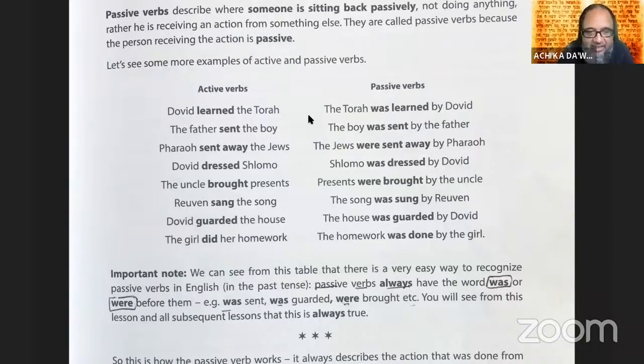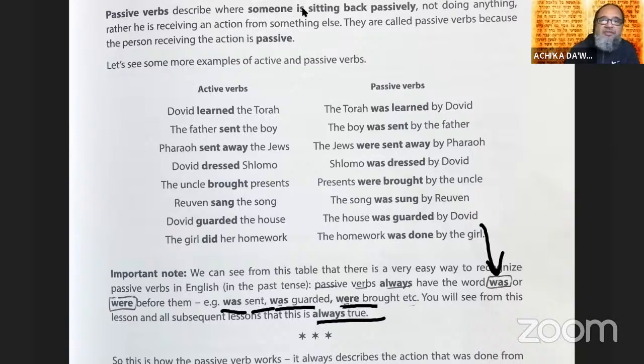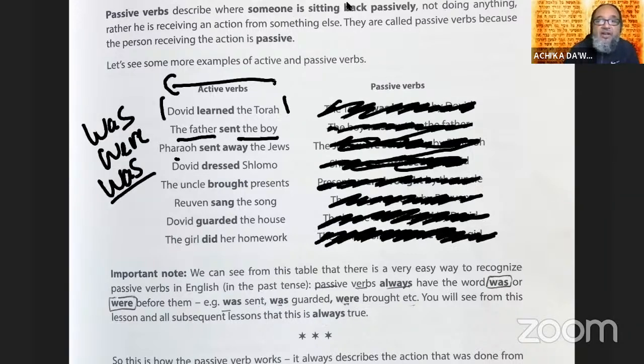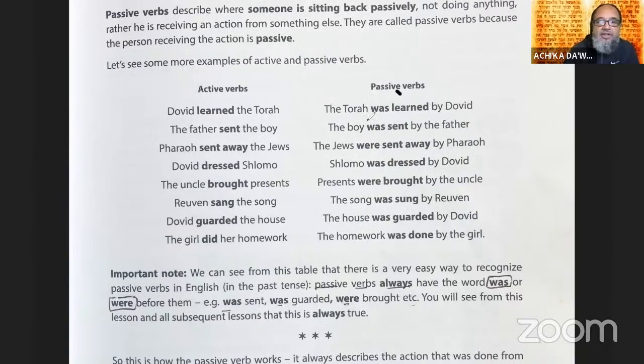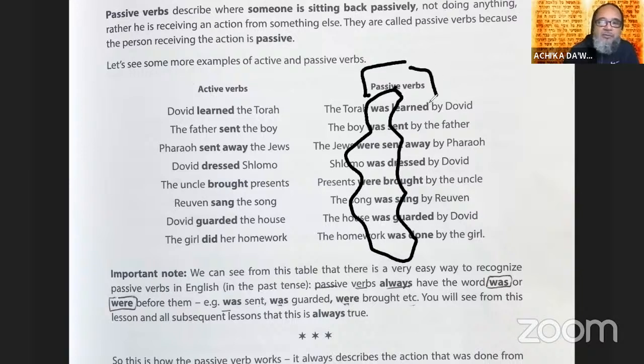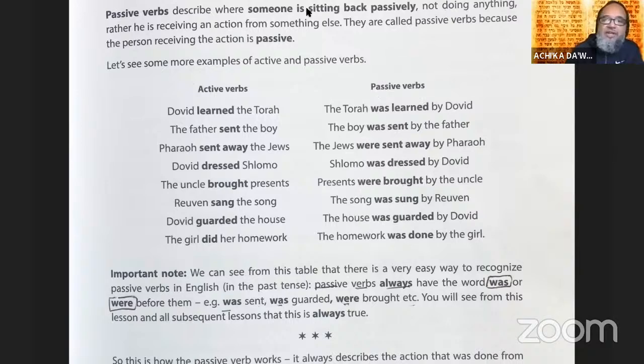It says we can see from this table that this is a very easy way to recognize this in English, because it's always going to use was. This is always going to be was or were. They were sent, was guarded, were brought. It's always going to be true. You're always going to find that. So that is very powerful for us to understand. All this is was, were, was, and were means passive. That's all you got to remember, that will let you know that's passive.